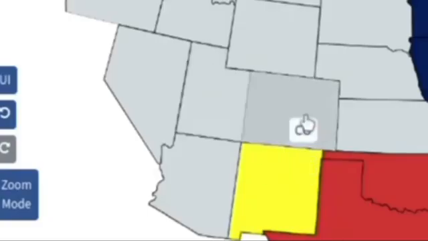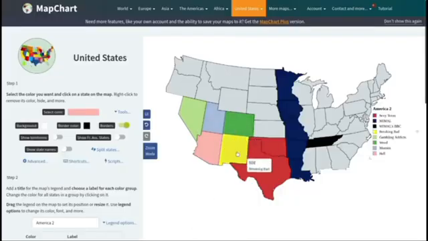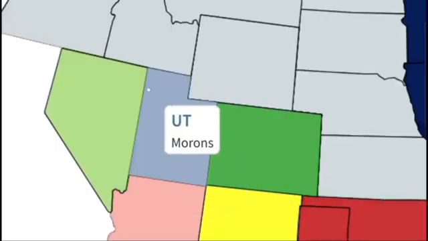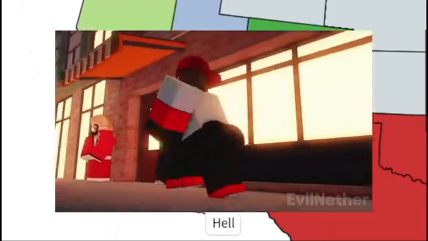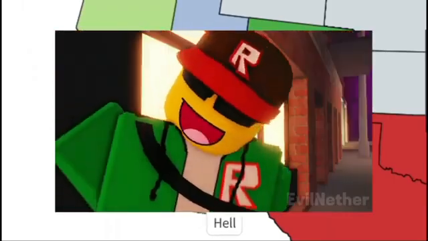And actually, just these states alone, they got pretty good stereotypes, so I'm just gonna put them as their stereotypes. Okay, so I just put them as their stereotypes. Gambling addicts, Mormons, weed, and hell. I put the new 4Gs on my whip.